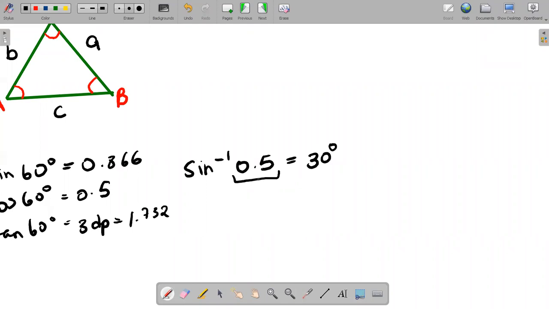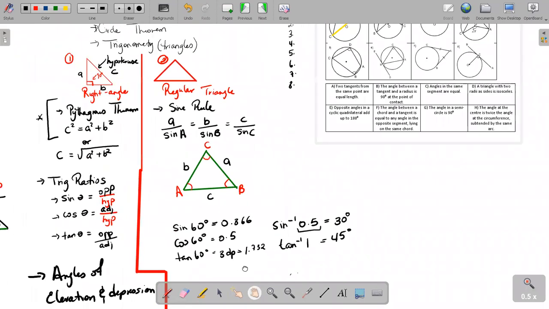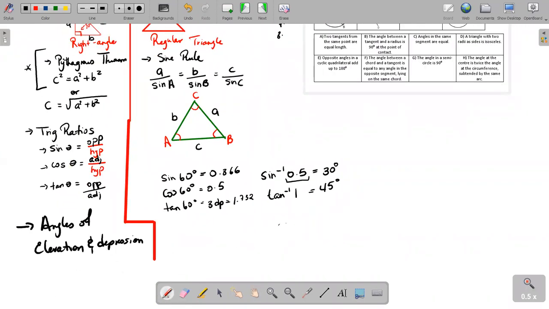Excellent. I want you to do now tan inverse 1. Tell me how much you get. Excellent. So that means once you got these figures, your calculator is set and good to go. Make sure what you're using now to practice, you use in the exam. Now, the topics that are going to come under this triangle work will be bearings.